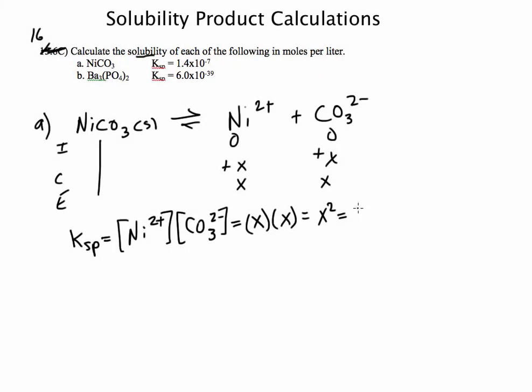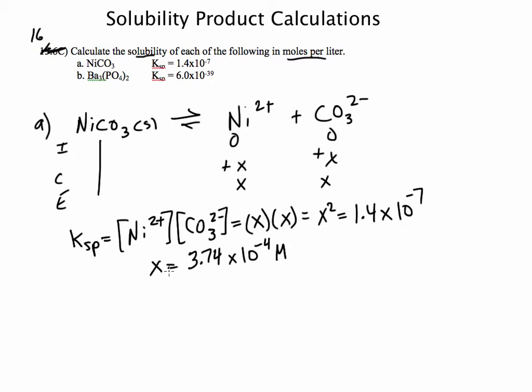This starts off as 0 in the ICE table, and then we set that equal to 1.4 times 10 to the minus 7. And presto, we can solve for x. And x comes out to be 3.74 times 10 to the minus 7. Nope, to the minus 4. My fault, I saw the 7 up there. So to the minus 4, and that would be molar. Moles per liter is what we're looking for here.